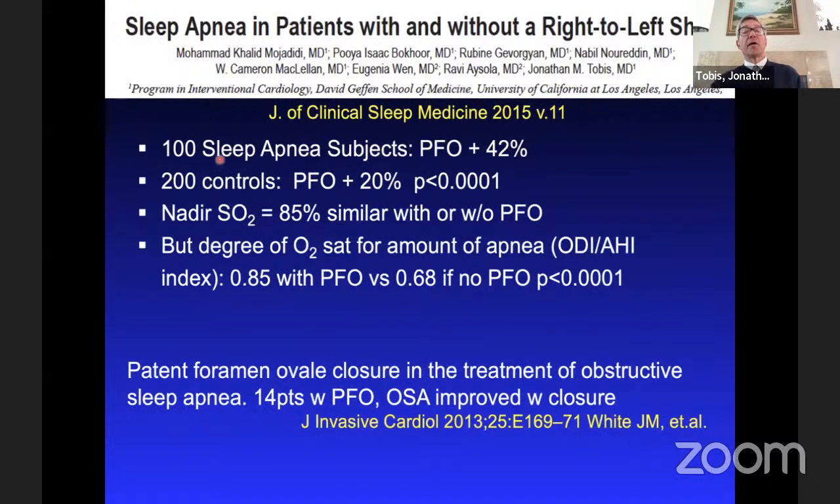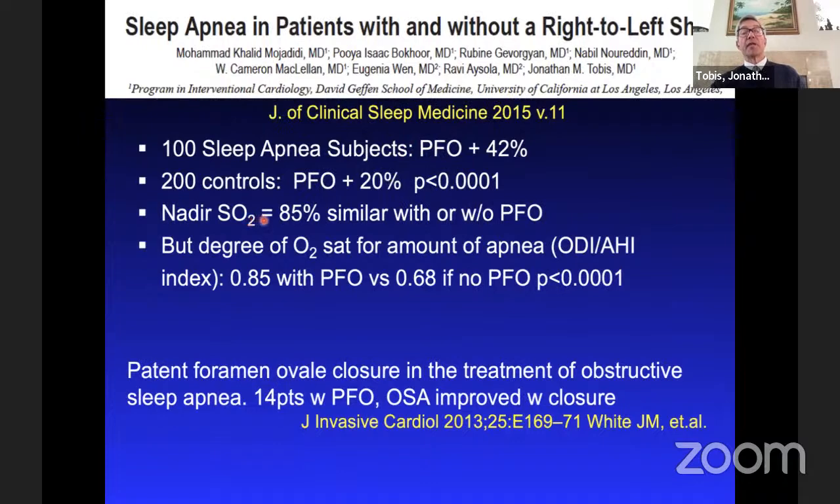We did a study of sleep apnea patients, 100 sleep apnea patients. The incidence of PFO was 42%, whereas in our general population, our controls, the incidence is 20%. This is by transcranial Doppler. So there's a higher frequency in sleep apnea patients.